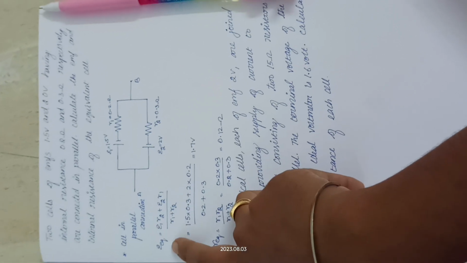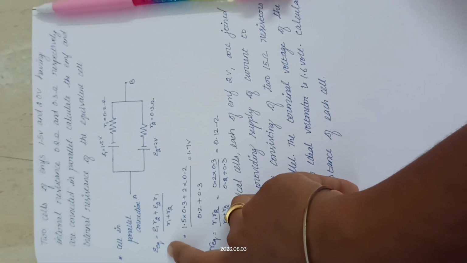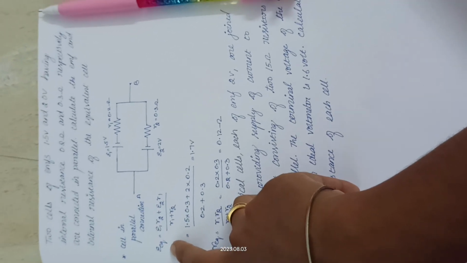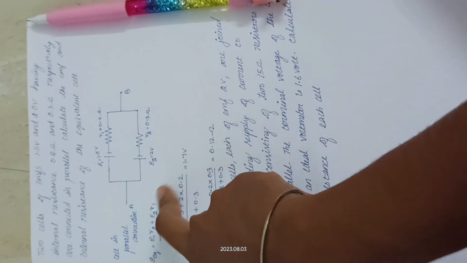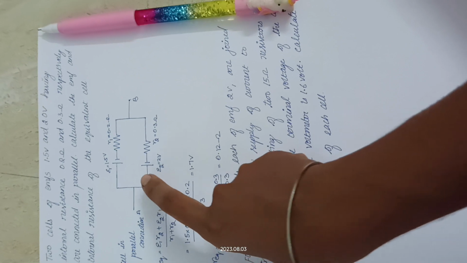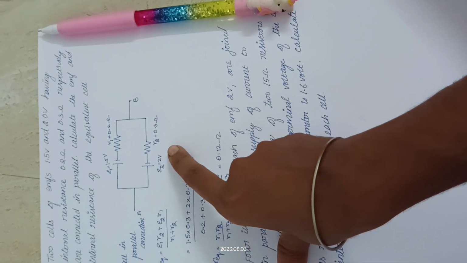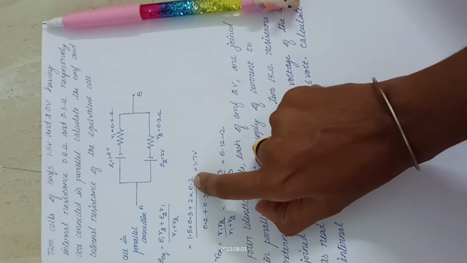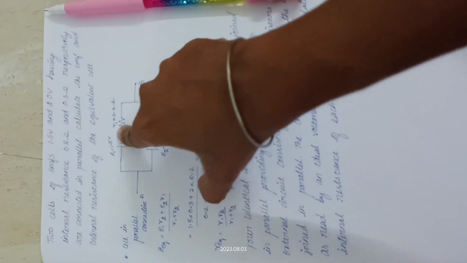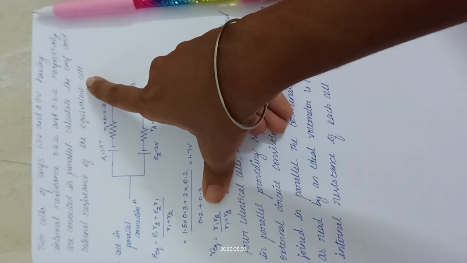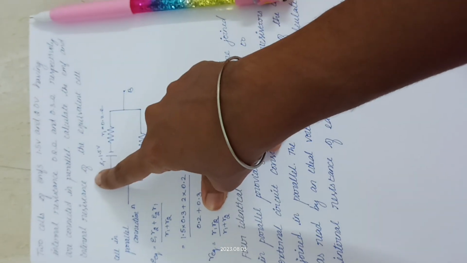Okay, this is the EMF of the equivalent cell. Now we have to substitute all the things which are in this diagram: epsilon 1, epsilon 2, R1 and R2. By solving this we will get 1.7 volt. So two things we have to find in this problem. First one is EMF and the second one is internal resistance.